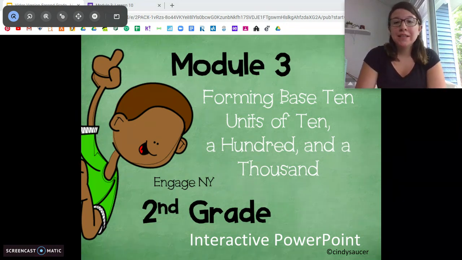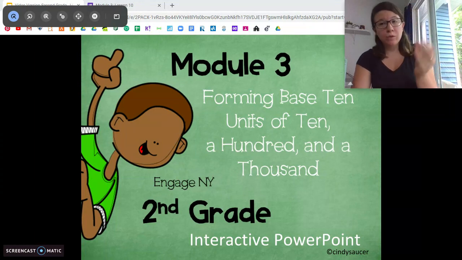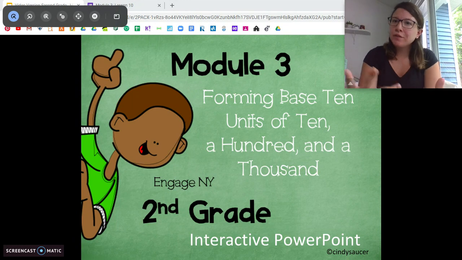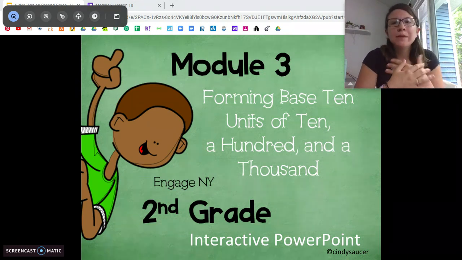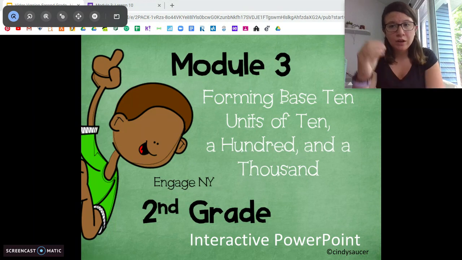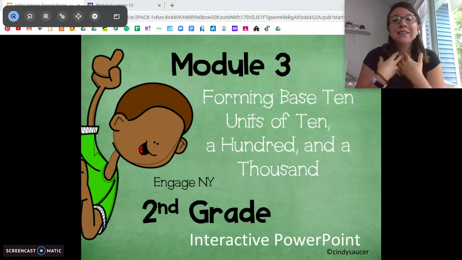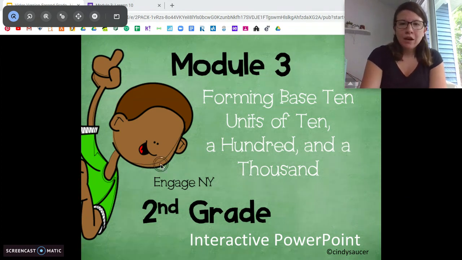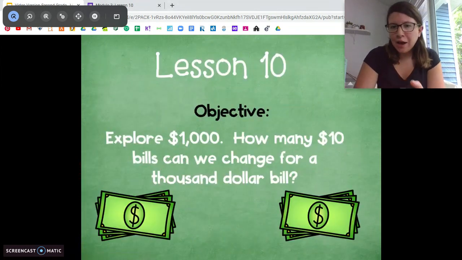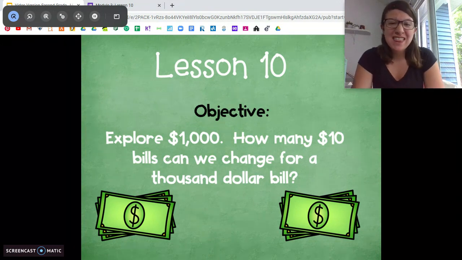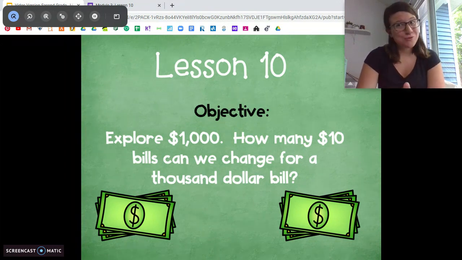Awesome job. So we're continuing with base 10, those ones, tens, hundreds, thousands, but today we're going to transfer it to the real world. So we've been talking a little bit about money in base 10s, right? Our $1 bills, our $10 bills, and even our pennies and dimes. Today, we are going to figure out how many $10 bills we can change for a $1,000 bill.